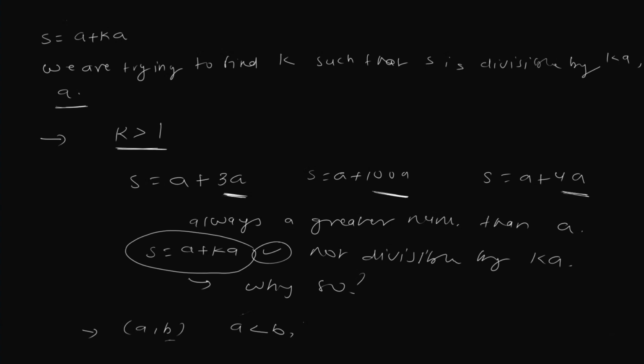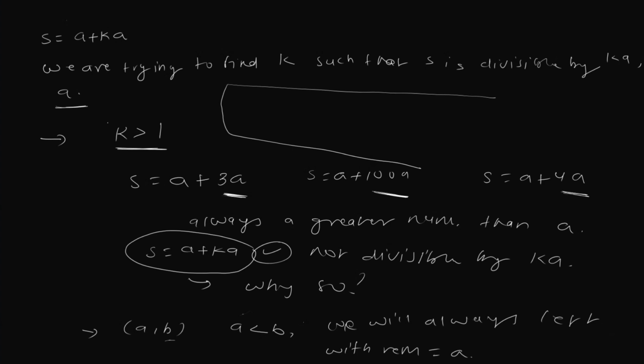then a is greater than b, and b is greater than 1. That means we will always be left with remainder equal to a. Let's have an example of that. So basically we can have an example here as well. Let's create a boundary line for this.